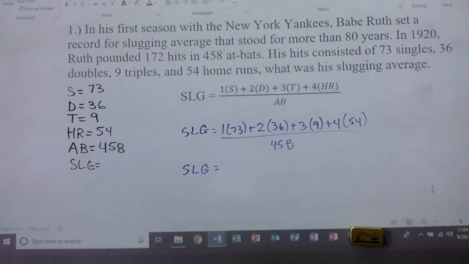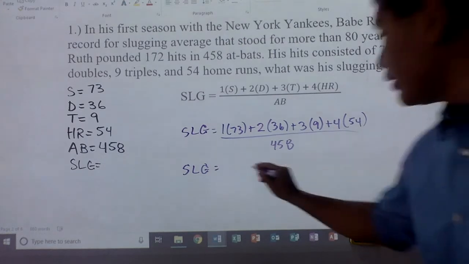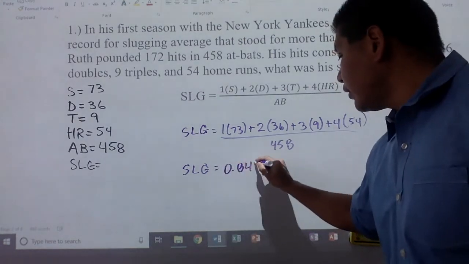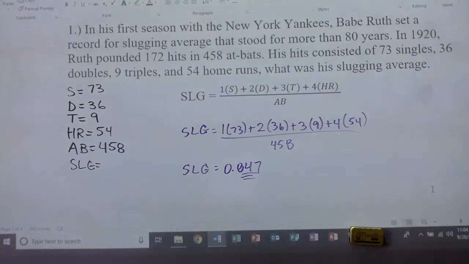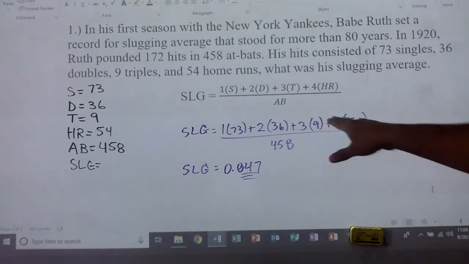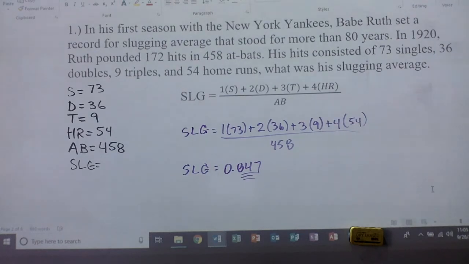So once you put everything in the calculator, you should have gotten this: 0.847. Three decimal places when I ask you for slugging average. So if the slugging average is missing, just put it in the formula. Let's go on with the next example.